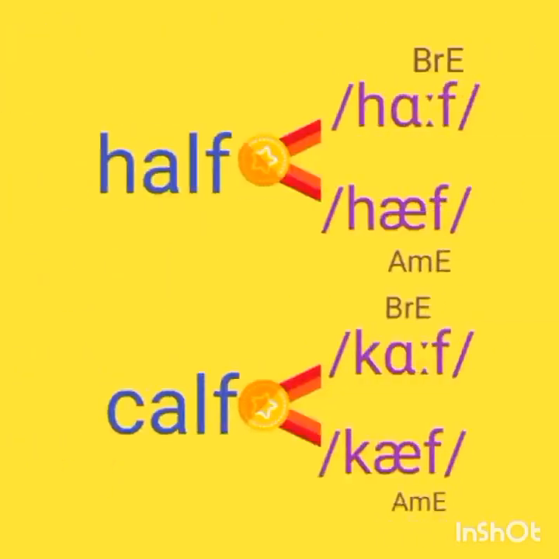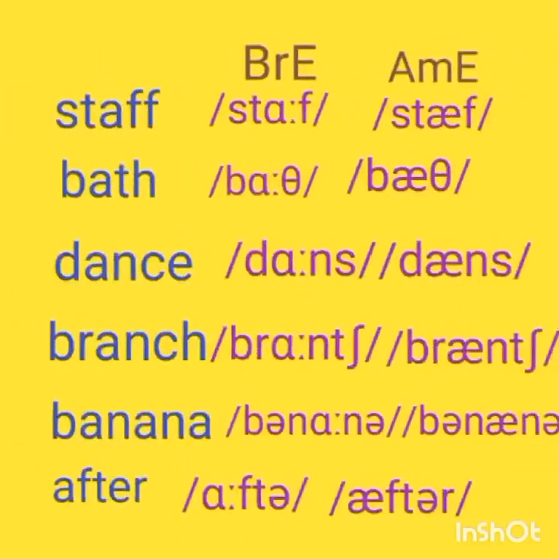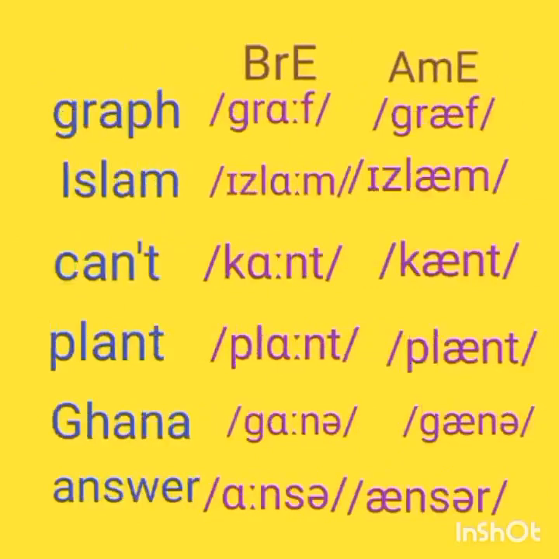Also, these two words where letter A precedes LF, the A is sounded R in British English, but A in American English. The first word is pronounced half in British English, but half in American English. The second word is pronounced calf in British English, but calf in American English. The following words take a sound of letter A in British English, but A sound in American English.